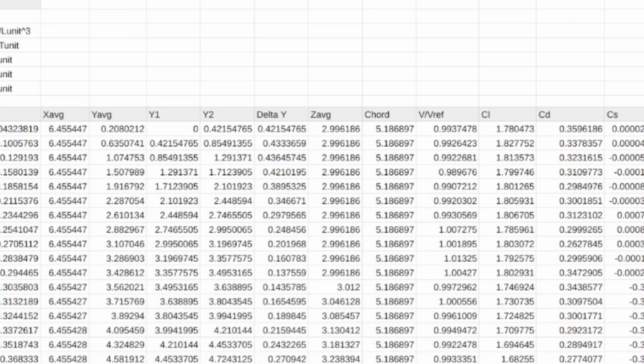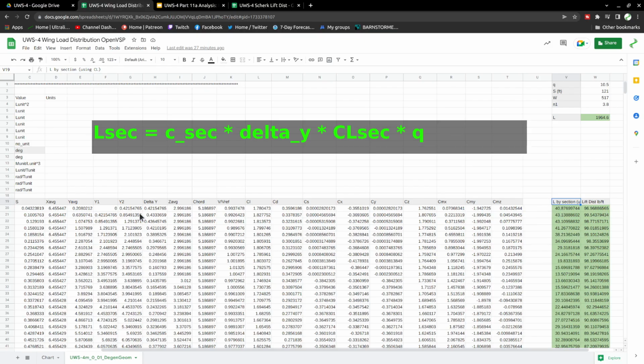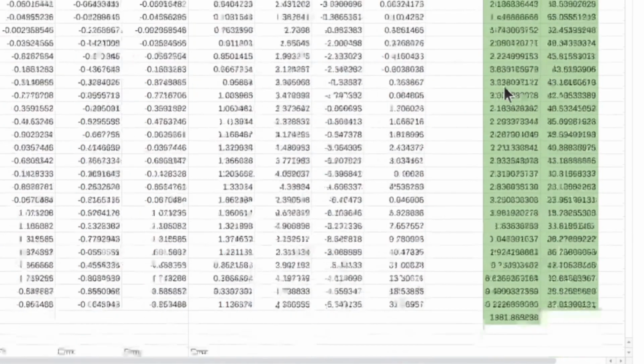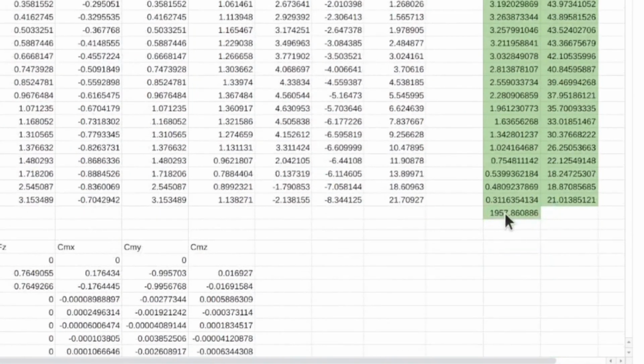So then I regenerate those tessellation lines. It's just y1 and y2. Take the difference between those, and that's the width of that area. You take that width of the area times the chord, and that's a surface area. Then you use your coefficient of lift equation to come up with the lift for that area. So that's what I've done here. So in that area from y1 to y2, we have 40 pounds of lift. And then I sum all that up down here, and we have 1,958 pounds of lift. So 1958.